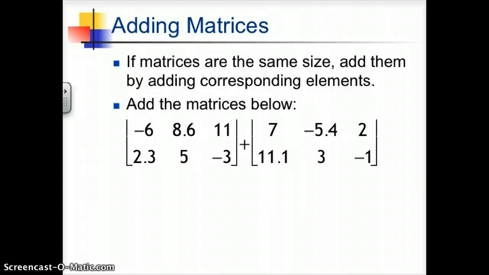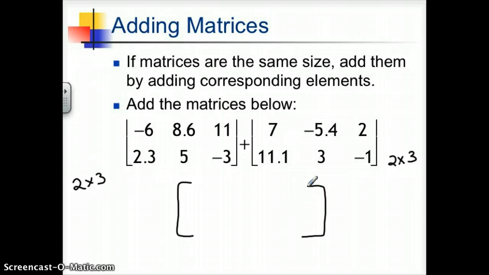You might notice that this first matrix has 2 rows and 3 columns, so it's a 2 by 3 matrix. The second matrix also has 2 rows and 3 columns. It's a 2 by 3 matrix. These are the same size, so I'm allowed to add them. If they're not the same size, I couldn't add them. My answer is also going to be a 2 by 3 matrix. So it's going to look something like this.